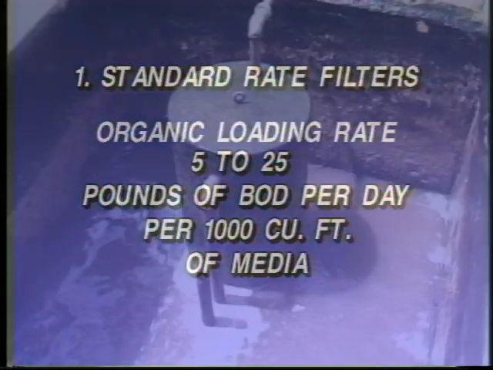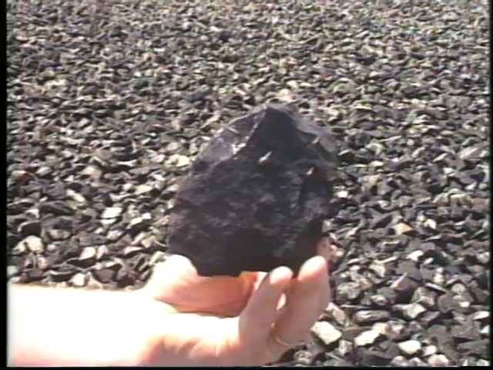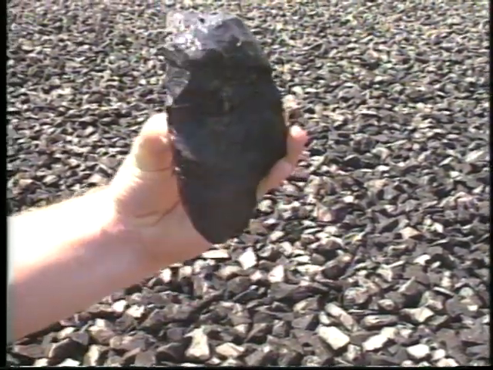Most standard rate filters are dosed intermittently with the use of a dosing chamber and are not equipped for constant recirculation. Typically, standard rate filters utilize rock media at a depth of 6 to 8 feet.